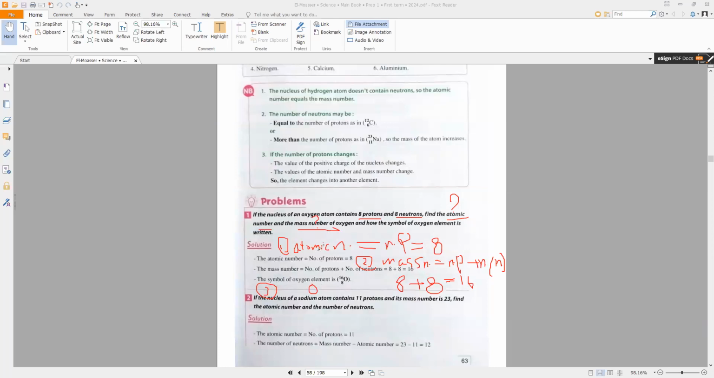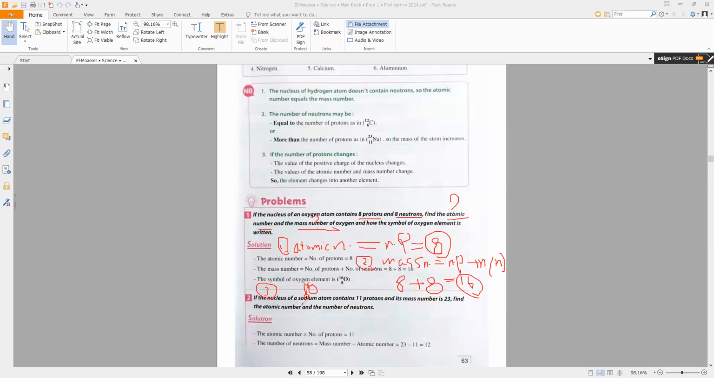After this, we calculate the atomic number. The atomic number is 8. And we calculate the mass number. The mass number is 16. So if you write the symbol, you must write its atomic number, 8, and the mass number, 16. The atomic number is written below the element at the left side, and the mass number is written above the element at the left side. This is problem number one.